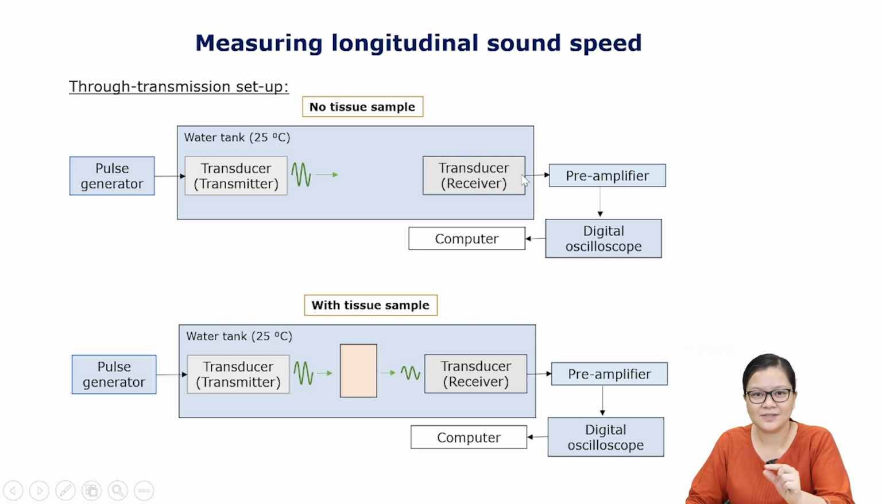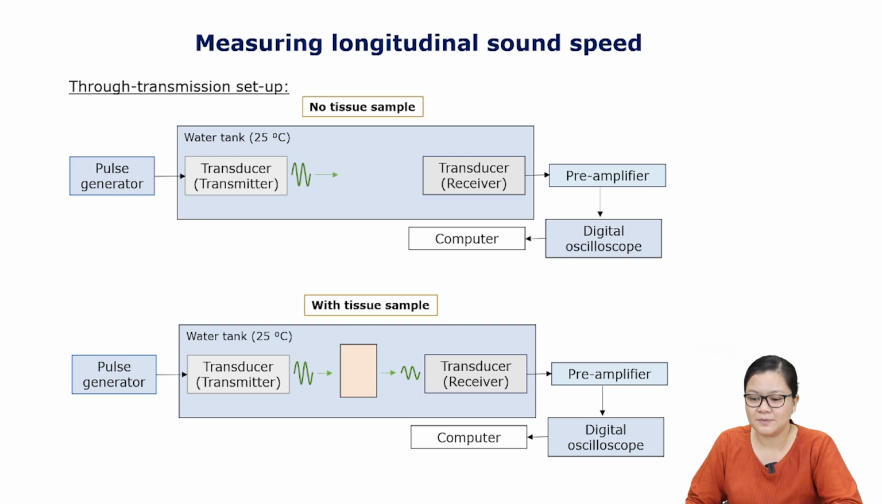Since ultrasound signals are typically small in amplitude, we need a preamplifier to heighten the voltage of that signal. Then that will be sent to a digital oscilloscope, which digitizes the signal into a computer where you will be analyzing the ultrasound signal. Then we have another case where we put the tissue sample right here. This tissue sample typically has a sound speed that is different from water.